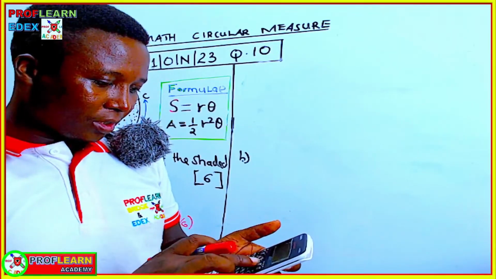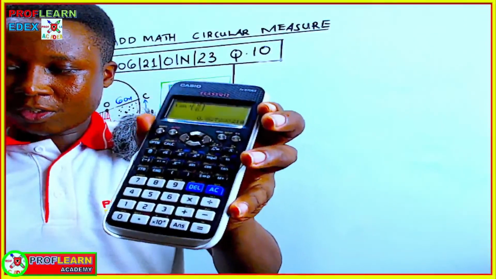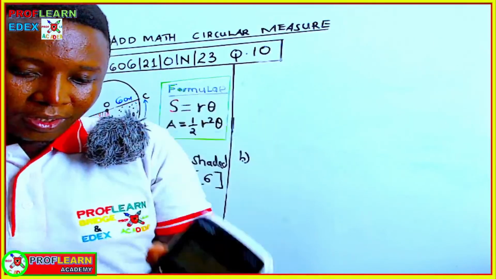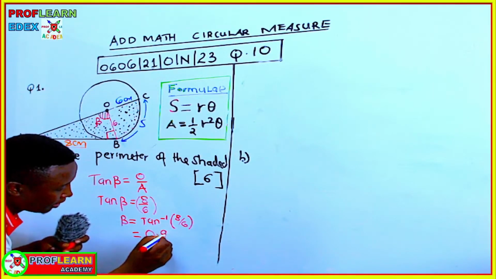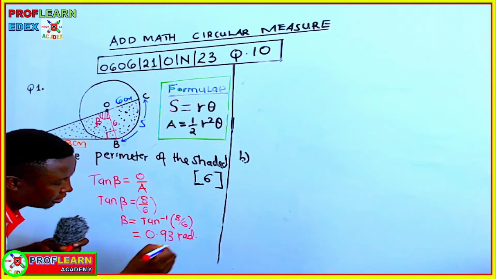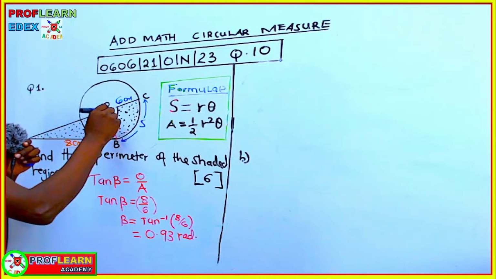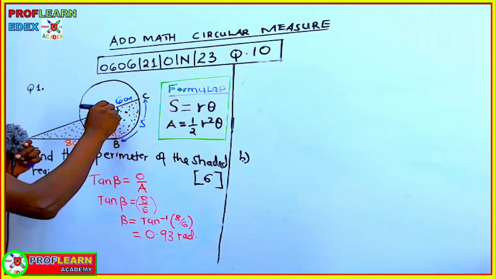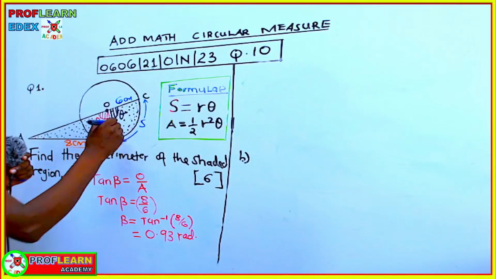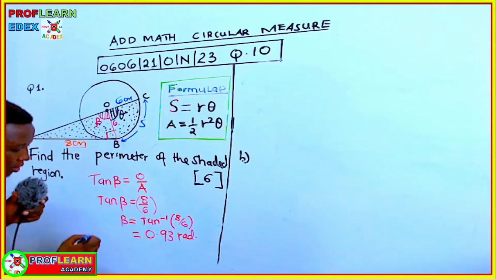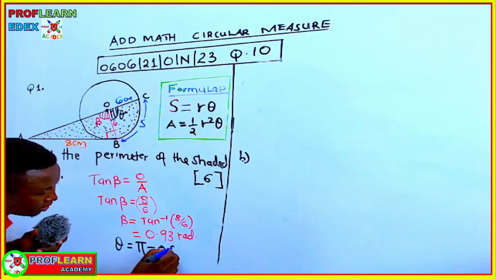If you work it out using your calculator, you're going to get the angle in radians. This value is 0.93 radians. With 0.93, we can work out the value of this angle on this other side here. Because this is a straight line, this is going to be our angle theta. So theta is going to be pi, which is 180 for a straight line, minus 0.93.